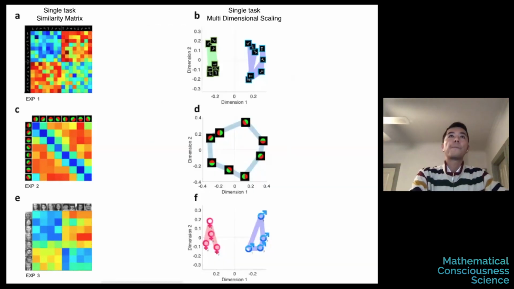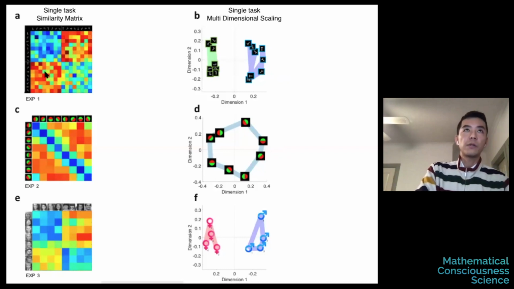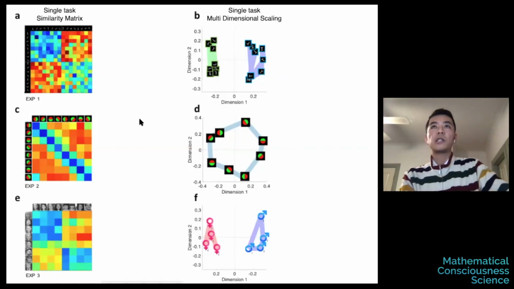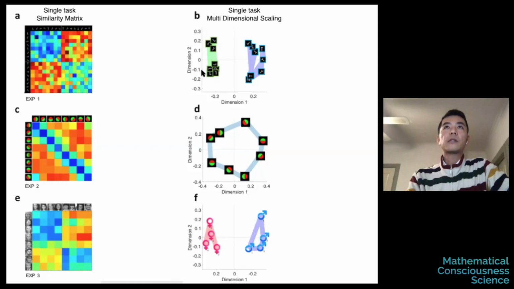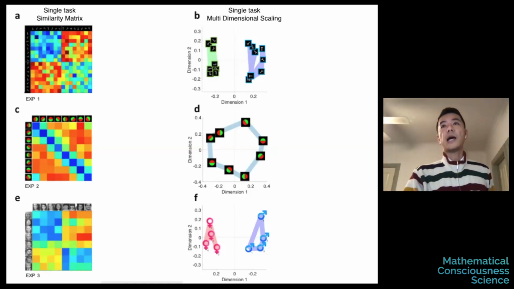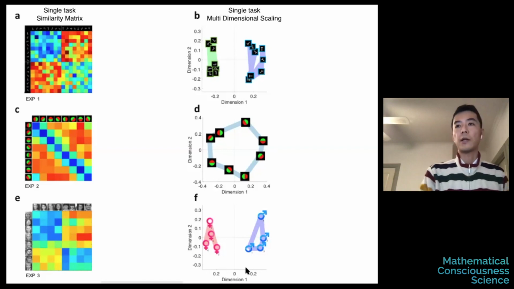And now, when we reduce this data with multidimensional scaling, it's clear that people's structure of perception for L's and T's is highly separate, the disks are arranged in a rotated manner, and female and males are separated like this.